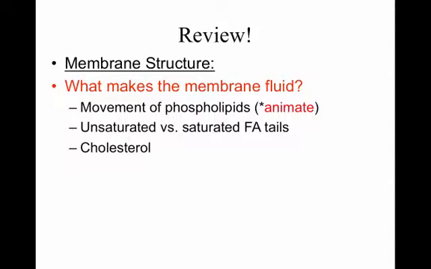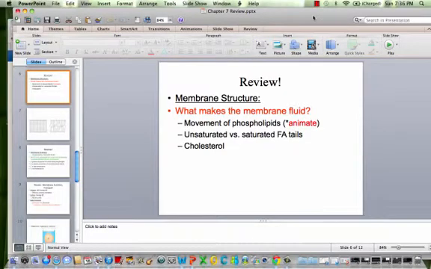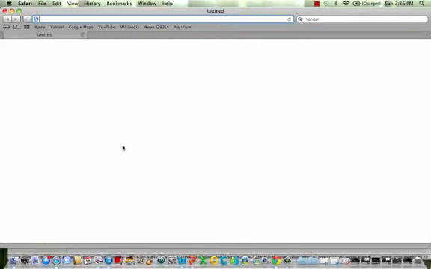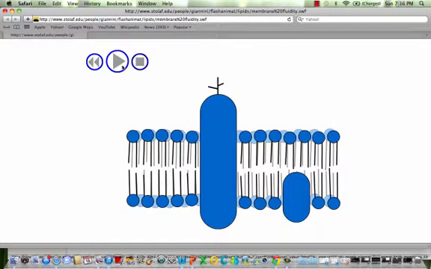So let's take a quick look at an animation that we have on Isidore. And if you go into the chapter 7, or the membrane chapter folder, we'll click on membrane fluidity here, and it'll bring up a lovely animation, which I personally love. So here I'll orient you to the diagram, or the animation.